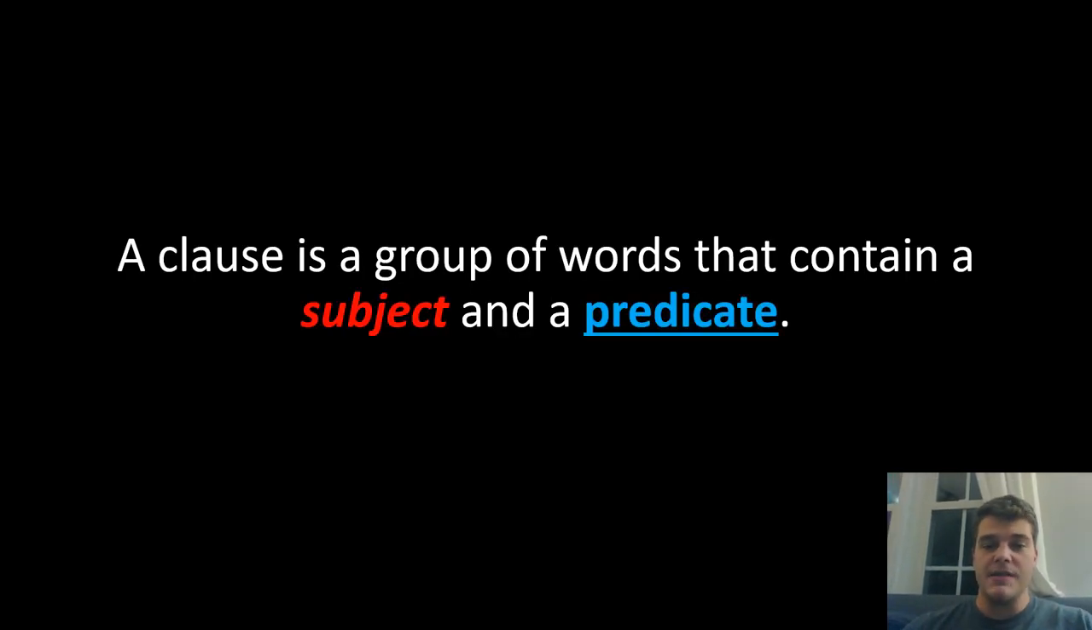Okay, so a clause is a group of words that act together that contain what's called a subject and a predicate. It's a group of words acting together that always contain both a subject and a predicate. Has to have those two things.